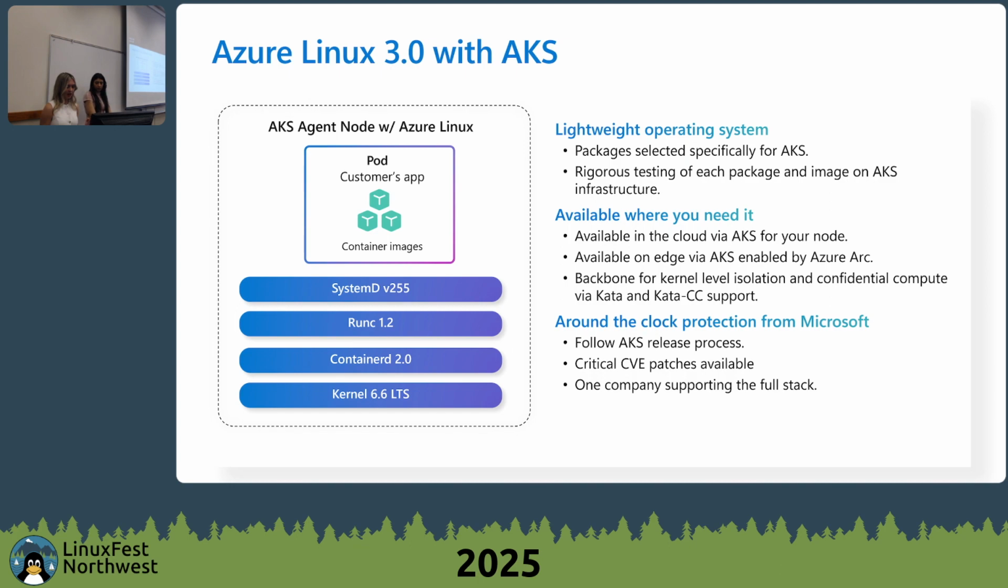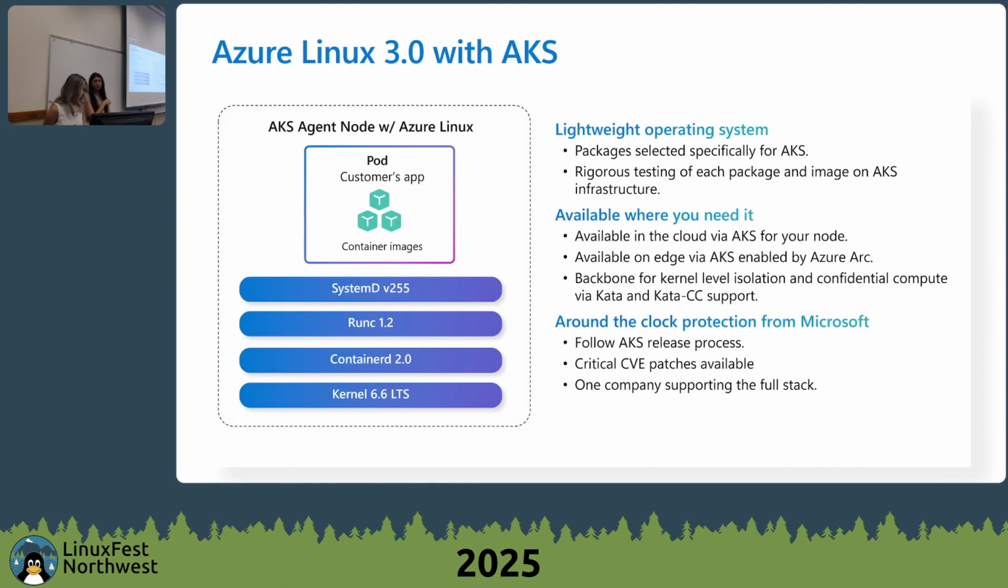But again, getting underneath the hood here, Azure Linux essentially provides the node operating system on AKS, and it's enabled via the Azure Linux OSSKU parameter. And on the screen there, you can see the versions of some of the critical components of the 3.0 Azure Linux container host. So we're using systemd 255, runc 1.2. We're now defaulting to containerd 2.0. And as I mentioned earlier, we're running the 6.6 LTS kernel.